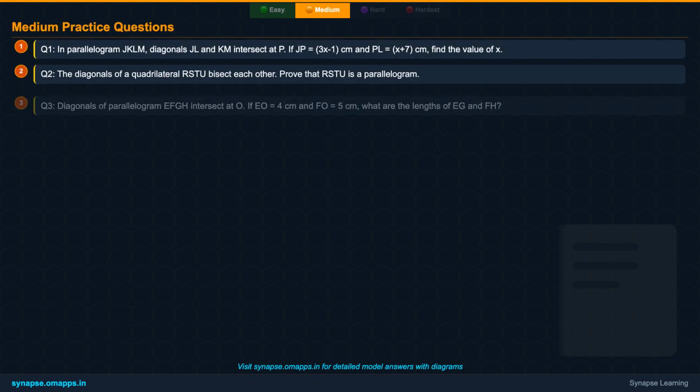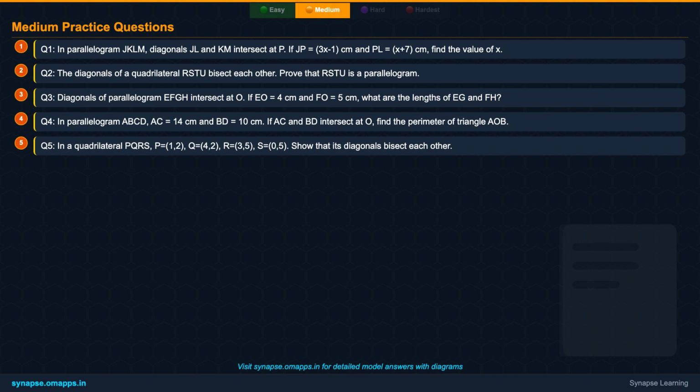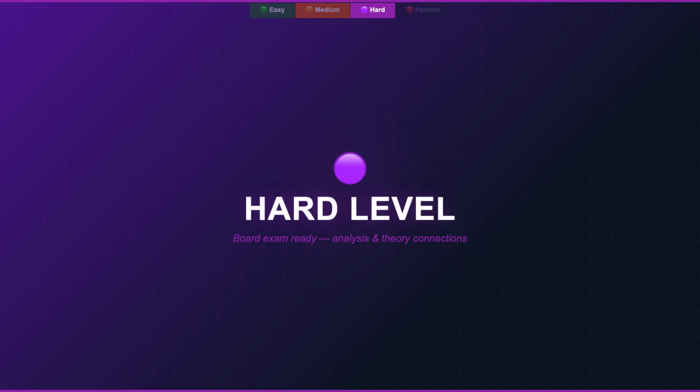Time to apply this formal proof and the converse property to some slightly more challenging problems. These questions will require you to think a bit more deeply about how the property works and how to use it in different scenarios. Take your time, draw diagrams, and remember your congruence rules. Pause the video, solve, and then review your solutions. Ready for a deeper dive?